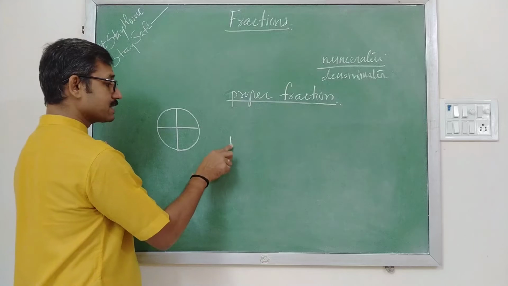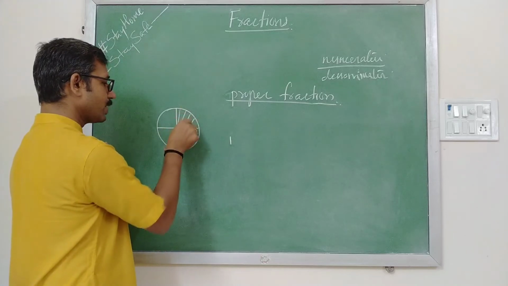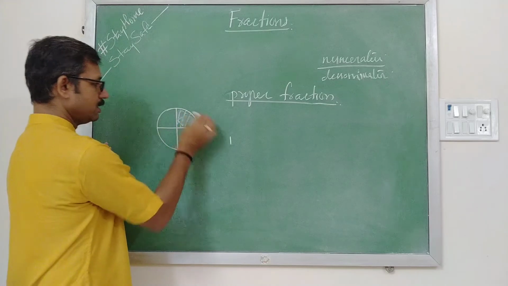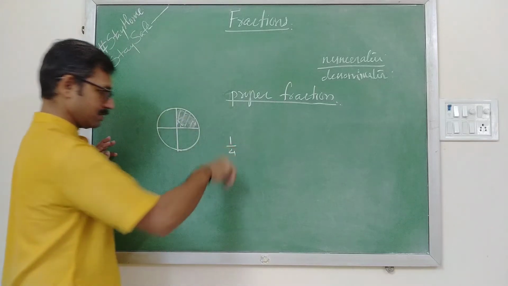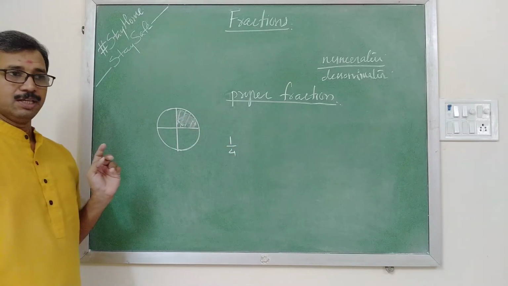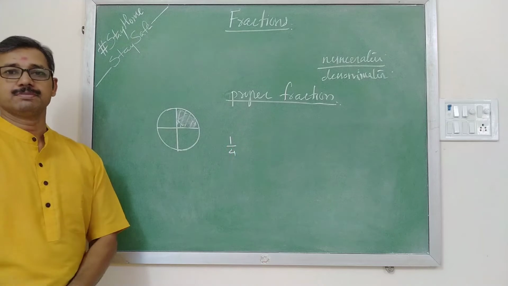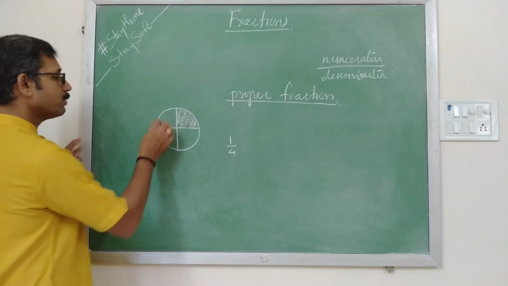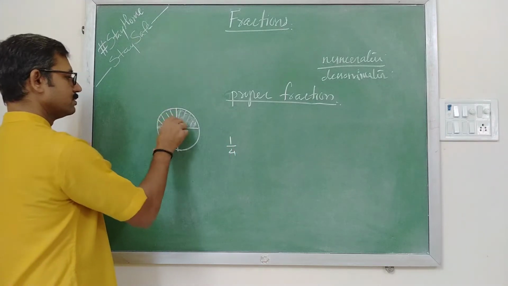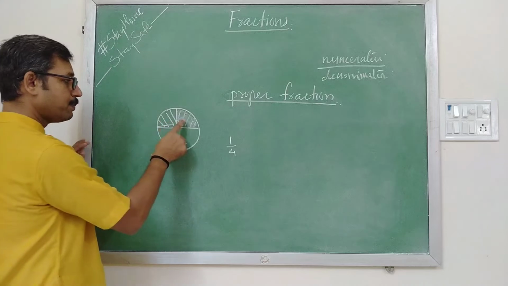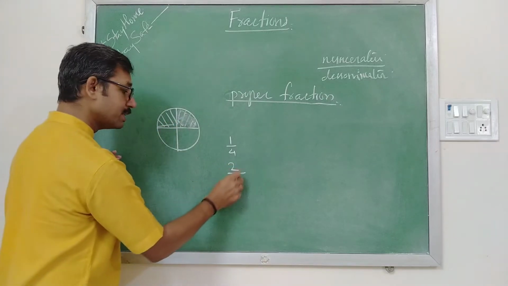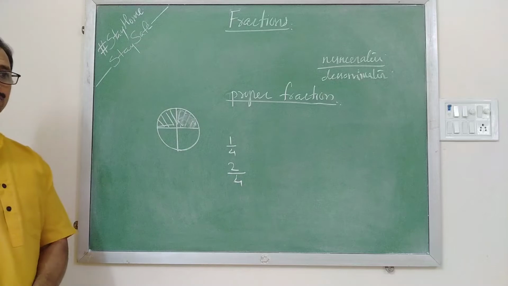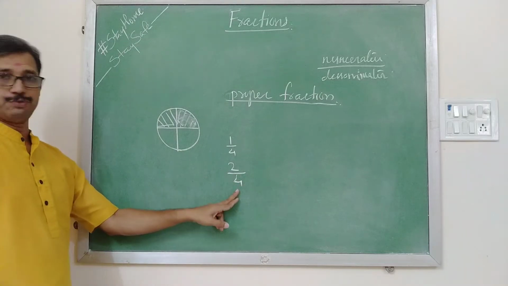So how can you represent this part? Is it 1? No. 1 among the 4. So it is a fraction, 1 upon 4. Now I am going to take one more part. Now how many parts are there? 2. Is 2 enough? No. 2 among the 4. So it is 2 upon 4.